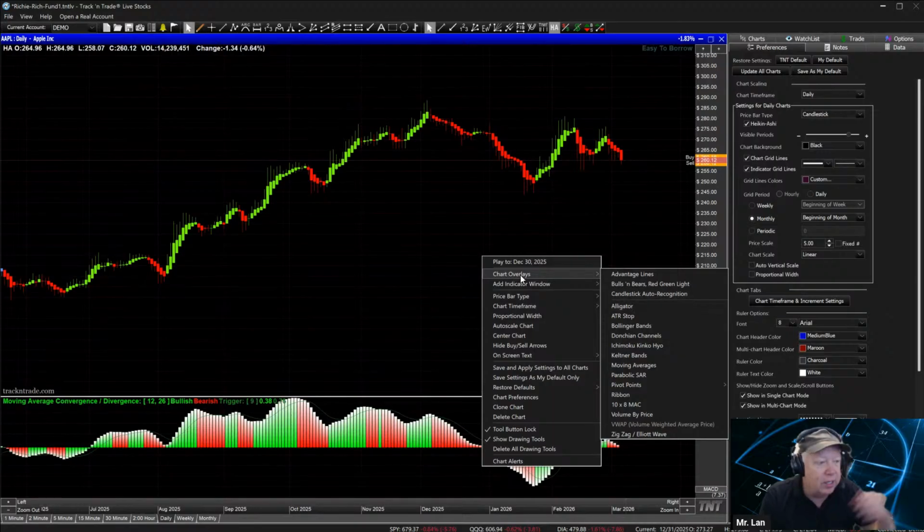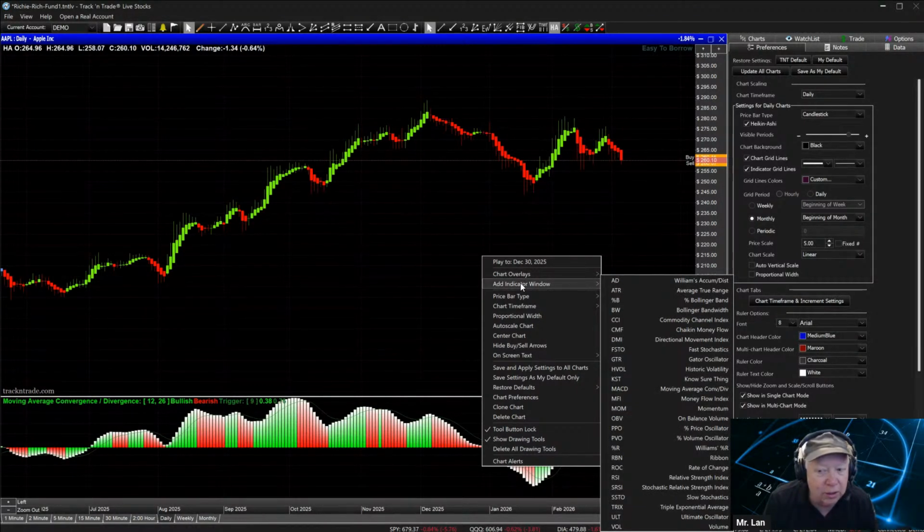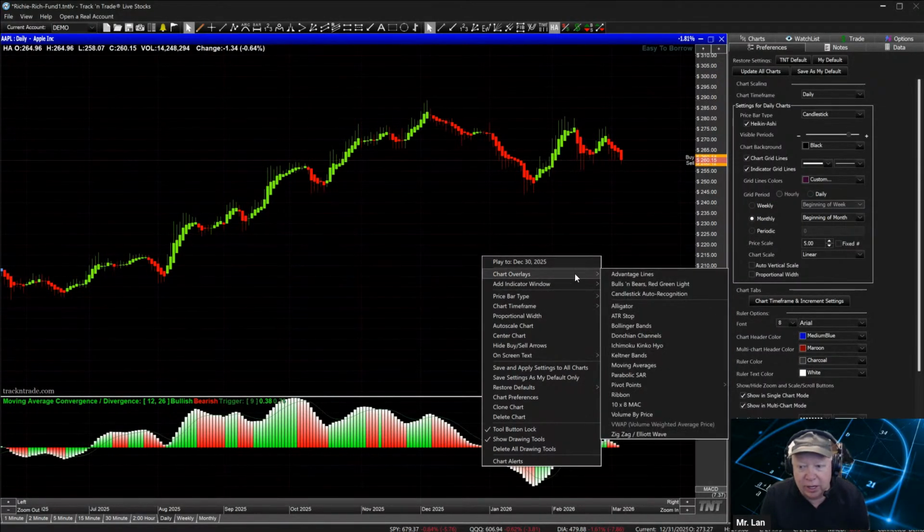So we've got overlay indicators that lay over the top of the chart, and we've got underlay indicators, what we call oscillating indicators, the ones that oscillate underneath the chart. So we've got two windows in here. These are your windows, add indicator window. These are all the ones that go underneath the chart, and then overlay indicators are all the ones that lay over the top of the chart.